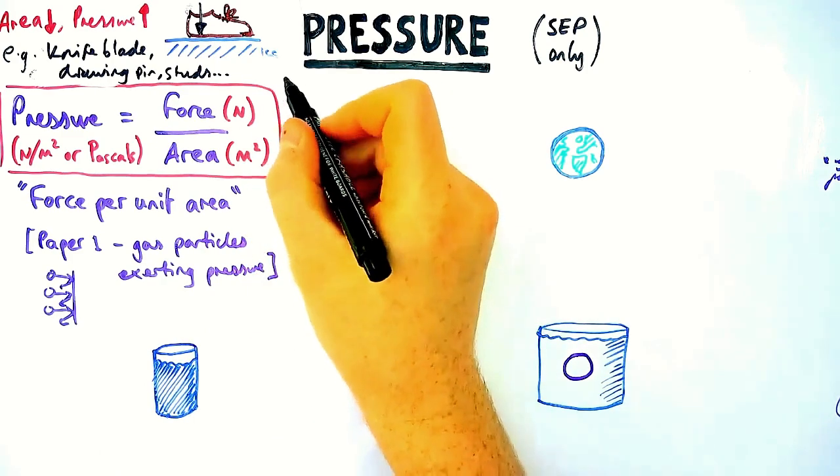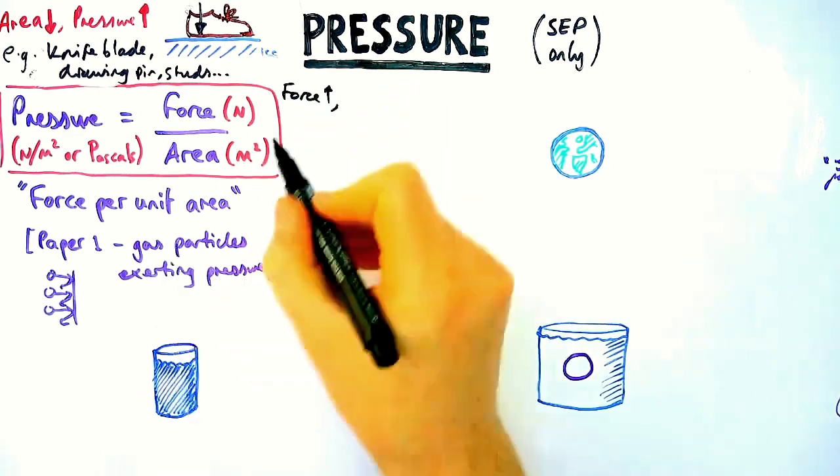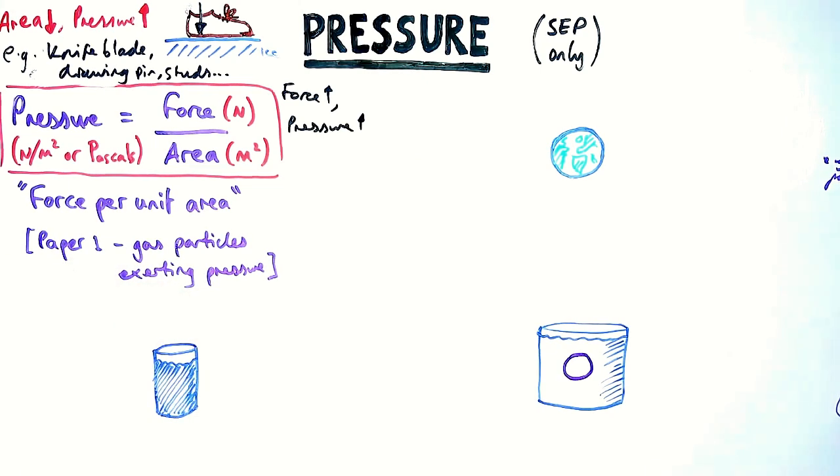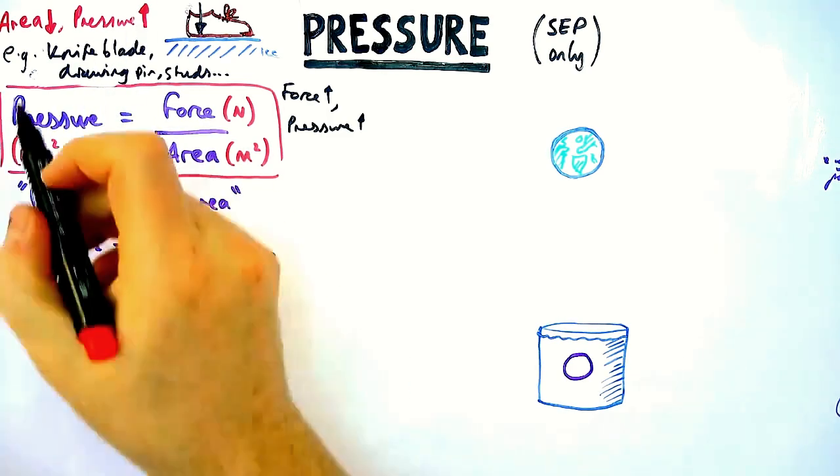Now, the other thing that could also affect pressure is force. If you're going to have a higher weight, for example, going through the ice, you're going to have a higher pressure, so more likely to go through. Those things are directly proportional to each other.